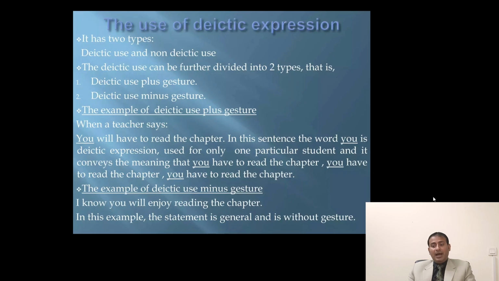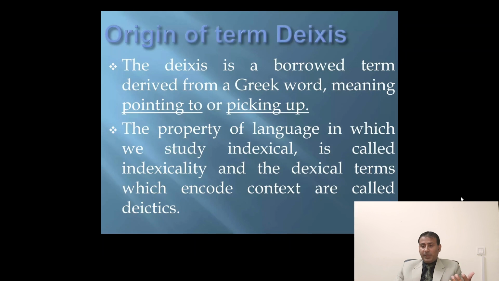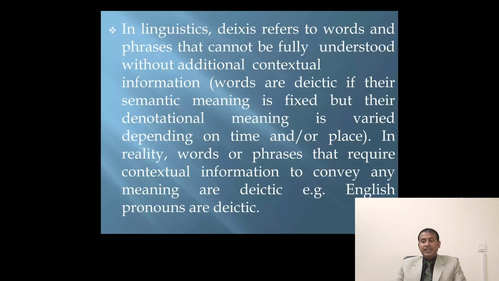For example, I say, I know you will enjoy reading the chapter. So it means all of the students, 25 to 30 students who are sitting in the class, they will enjoy reading this chapter. Deixis is a property of language in which we study indexicals. It is called indexicality, and the deictic terms which encode context are called deictics. In linguistics, deixis refers to words and phrases that cannot be fully understood without additional contextual information.